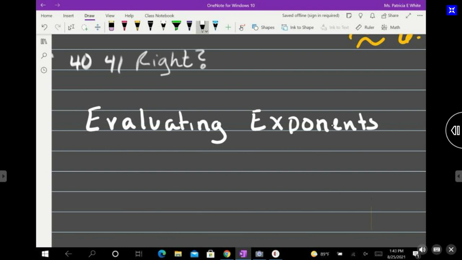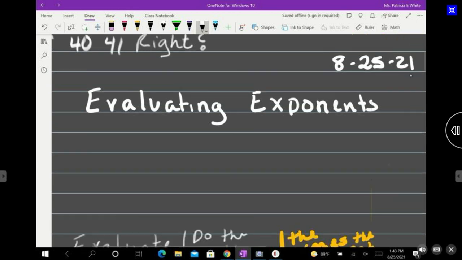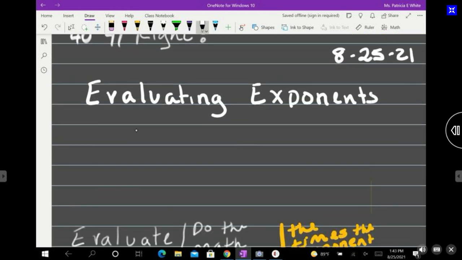Okay, so first thing, some vocabulary. And we're going to be using variables here because you're in pre-algebra. Pre-algebra means we use those variables, use those letters. A to the n power.